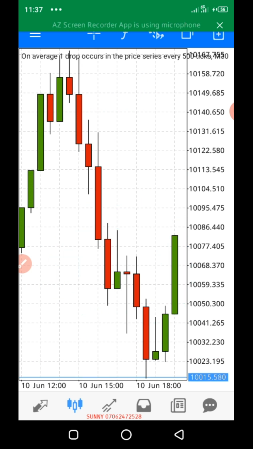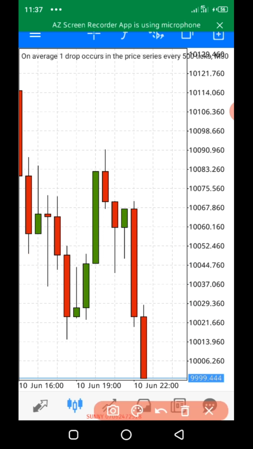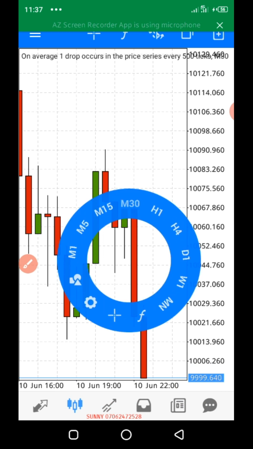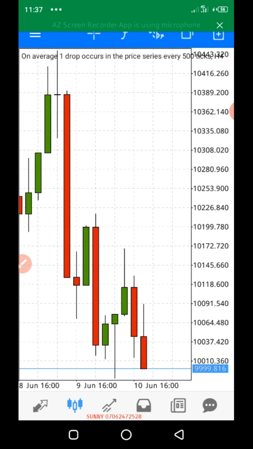But observe something. Look at the current market price. Are you seeing the current market price? 999.5 something. Now this is M30. If I go to H4, you see the 4 hours candle. For every 4 hours, a new candle will be forming. Are you seeing that it's the same market price?